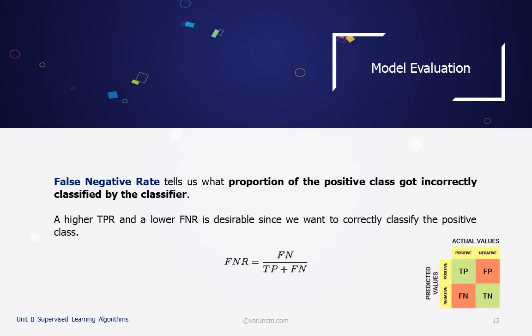Next is the false negative rate. Here you are going to identify the proportion of the positive class that got incorrectly classified by the classifier. The positive class which are incorrectly classified by the classifier, those are the false negatives. They are not properly identified as positive. So that is false negative. For that the formula is false negative rate is equal to FN divided by TP plus FN.